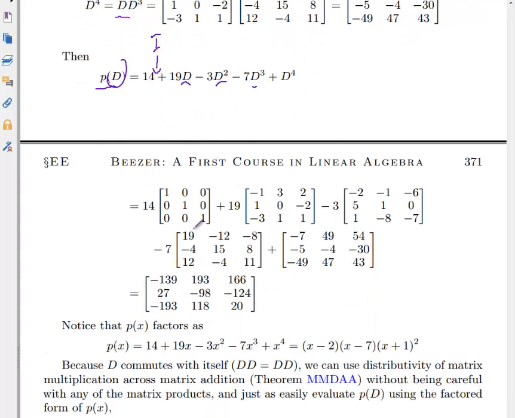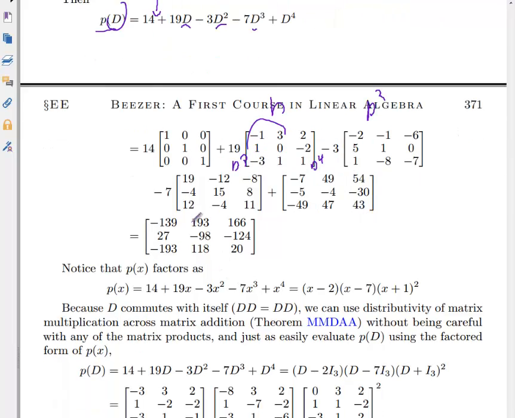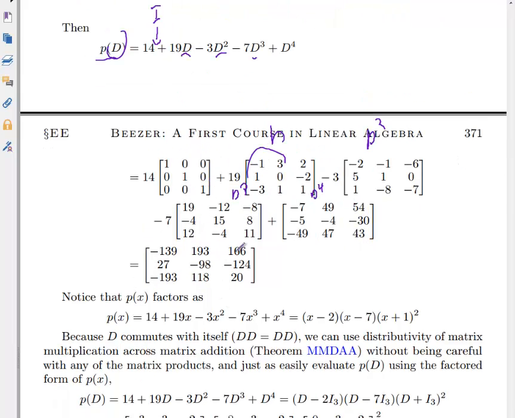All right. So if we plug in 14I there, 19D, this is D here, this is D squared, this is D cubed, this is D to the 4th. And we know how to add matrices. We add them entry by entry. So in fact, we have this result for our polynomial evaluated at the matrix D. Okay, so far that just seems like a mathematical exercise. We'll go a little farther.